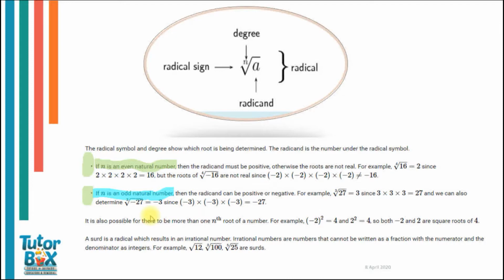And then it says if n is an odd natural number, then the radicand can be positive or negative, right? So for example, you have the cube root of 27. This will give you 3, since 3 times 3 times 3 is equal to 27. And we can also determine the cube root of minus 27, that will give us minus 3, since minus 3 times minus 3 times minus 3 is minus 27.